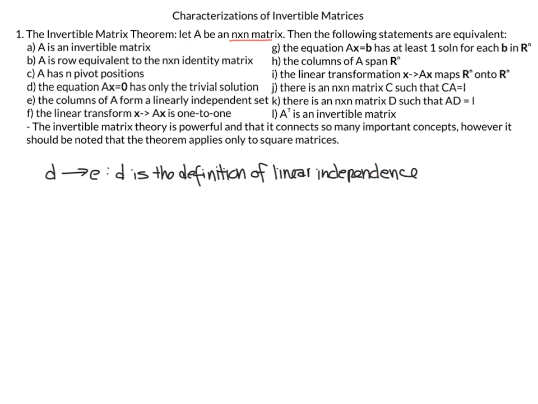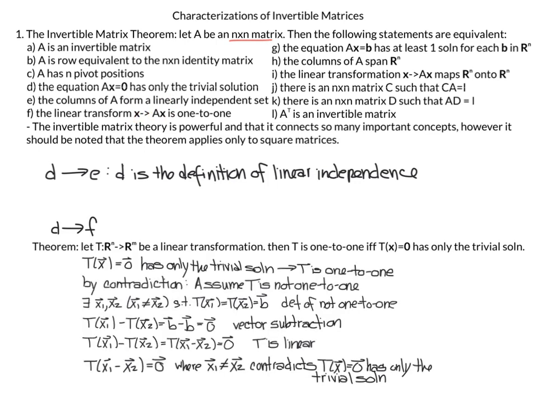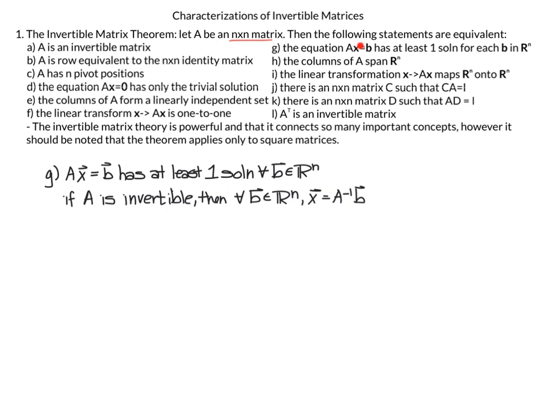This next statement, the linear transform from x to Ax is 1 to 1, that's a little bit more complicated. But we did prove that D implies F when we were talking about the matrices of linear transformations, and we did this by contradiction. This next statement, the equation Ax equals b has at least one solution for every b in Rn.